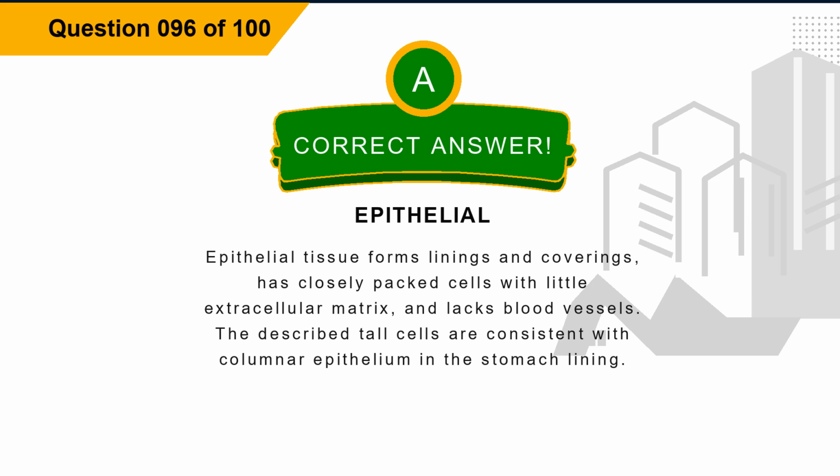Explanation. Epithelial tissue forms linings and coverings, has closely packed cells with little extracellular matrix, and lacks blood vessels. The described tall cells are consistent with columnar epithelium in the stomach lining.